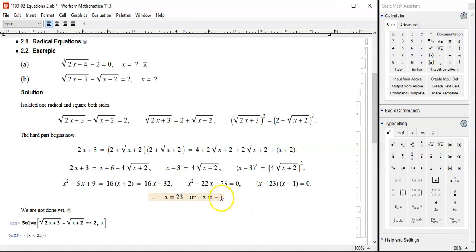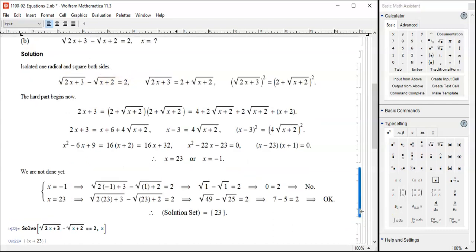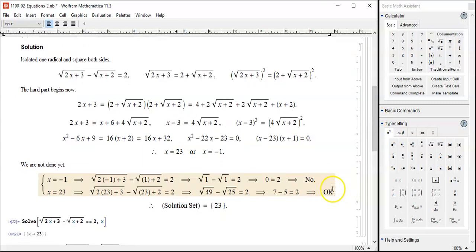Okay, let's check your answer. Plug those into the original equation. Once you plug in x equals -1 and run it through, you don't get the right answer. You get 0 is equal to 2. That's not right. If you plug in x equals 23, you end up with 7 minus 5 equals 2. That's okay. Please stop the playback and check through this computation. Tedious, but they're elementary nonetheless.